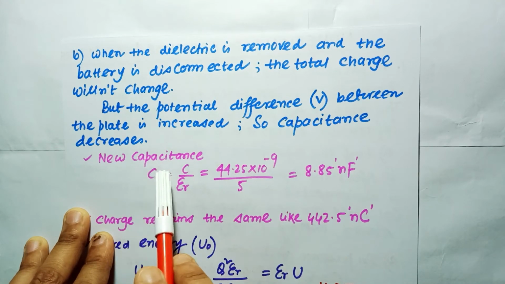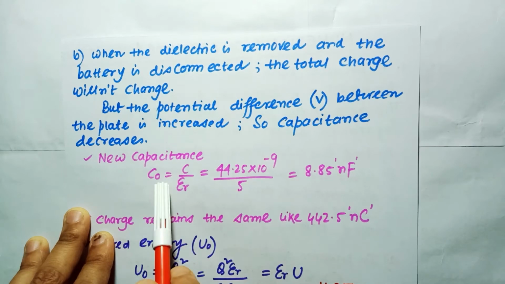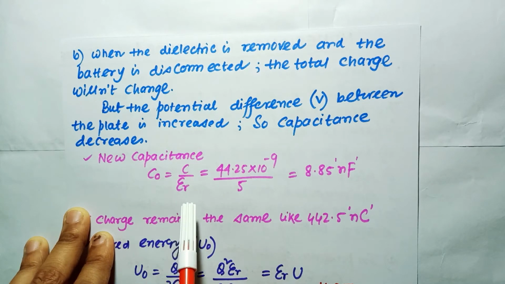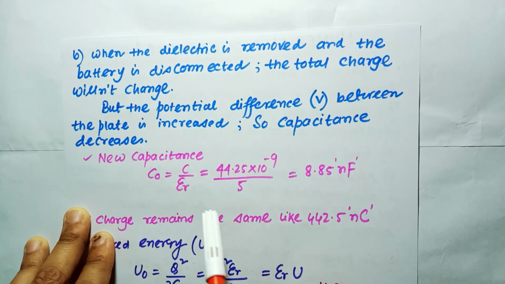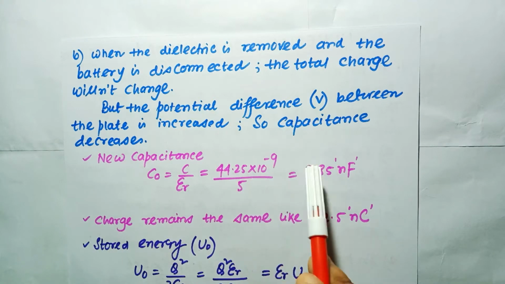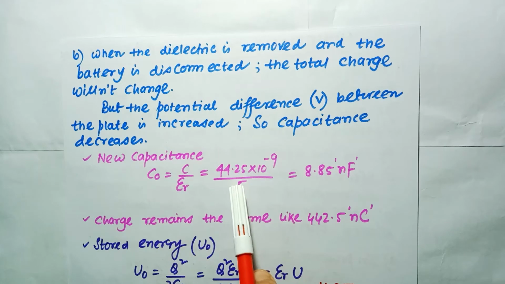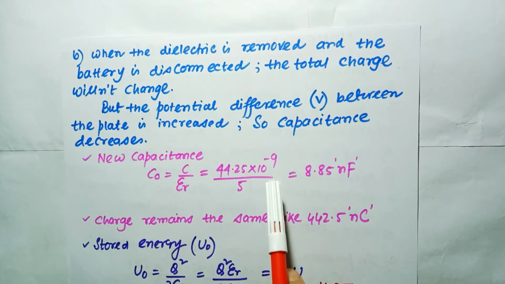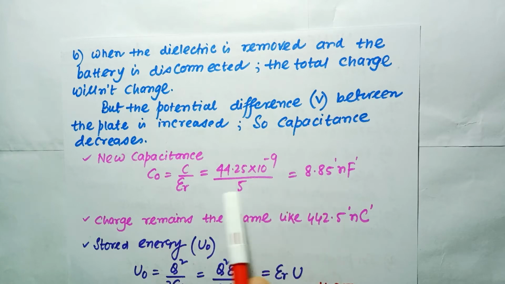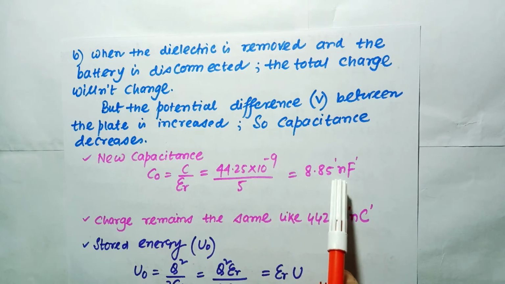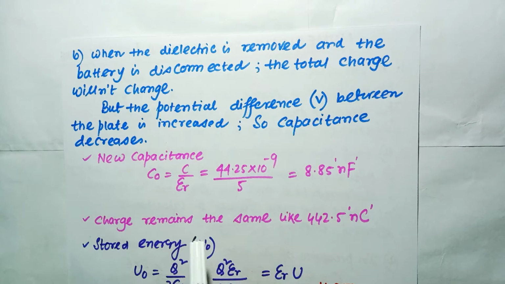The new capacitance C naught is equal to C by epsilon r, where epsilon r is the relative permittivity or the dielectric constant of the medium. So the new capacitance will be 44.25 times 10 to the minus 9 divided by 5, where 5 is the relative permittivity. So the new capacitance will be 8.85 nanofarad, and the charge will remain the same, 442.5 nanocoulomb.